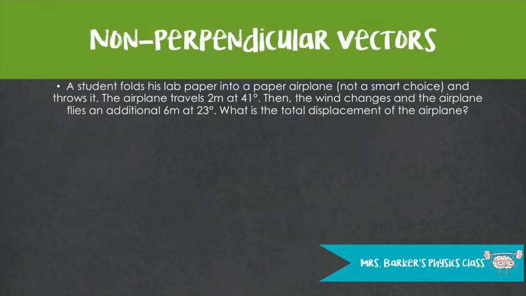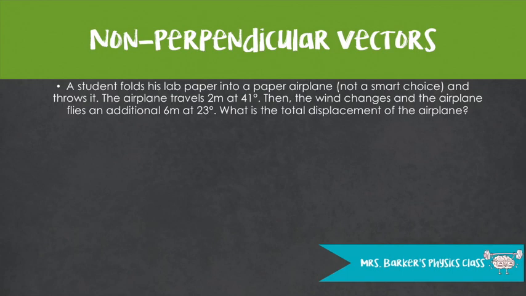Here we have an example of when we have multiple non-perpendicular vectors. So our problem reads, a student folds his lab paper into a paper airplane. This is not advised. And then he throws it. The airplane travels 2 meters at 41 degrees. Then the wind changes and the airplane flies an additional 6 meters at 23 degrees. What is the total displacement of the airplane?